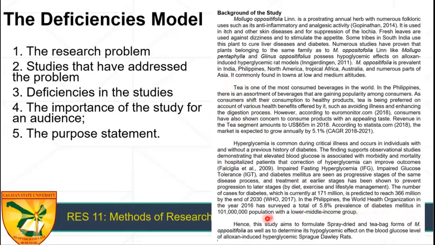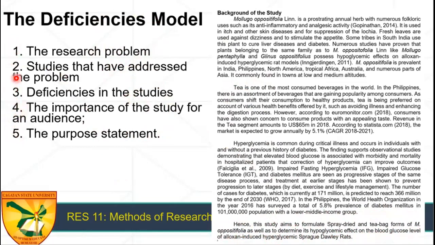So this is the purpose of the study. Hence, this study aims to formulate spray dried and tea bag forms of the oligoophosphathilia as well as determine its hypoglycemic effect on the blood glucose level of alloxan-induced hyperglycemic Sprague rats. So the deficiencies model need not be organized in step-by-step form. This is not 1, 2, 3, 4, 5.